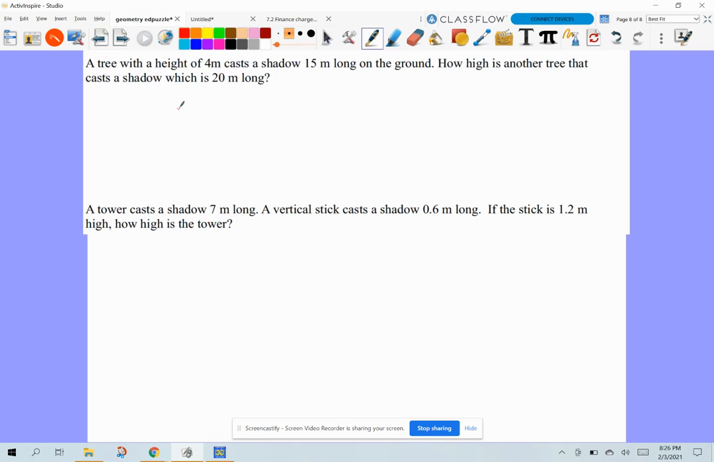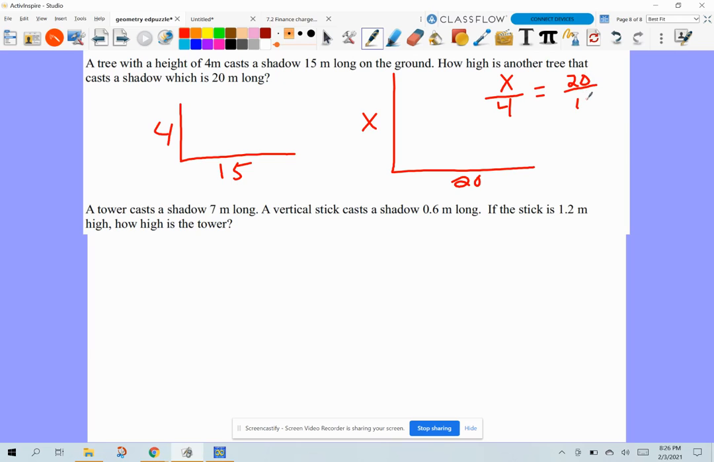Okay, so here's what we're looking at. We've got a tree, 4 meters tall, that casts a shadow 15 meters long. A similar tree's height, if it casts a shadow 20 meters long. So what we're looking at is a straightforward proportion. The big tree's height over 4 is the big tree's shadow over the small tree's shadow. Now cross multiply and solve here. 15x is 80. So you're going to take 80 and divide it by 15 and round to the nearest tenth.